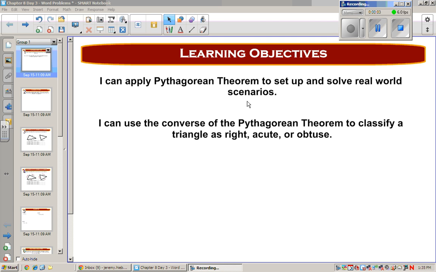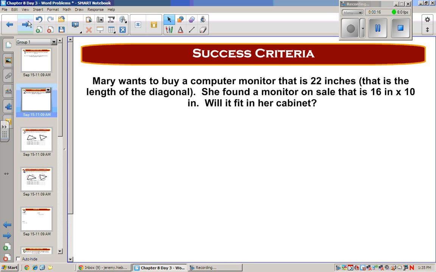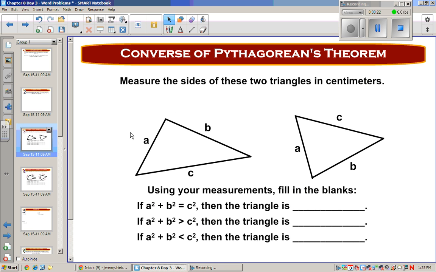Today we're going to be learning about the Pythagorean theorem and setting it up using real-world problems. And then we'll also be using the converse of the Pythagorean theorem to classify triangles as right, acute, or obtuse. By the end of the lesson, we'll be doing word problems using the Pythagorean theorem. But before we get to that, let's think about this.